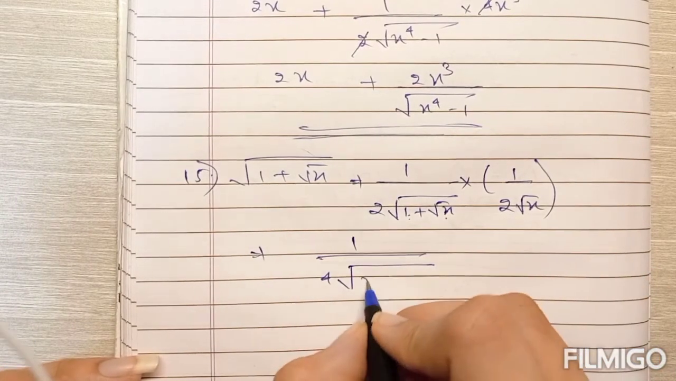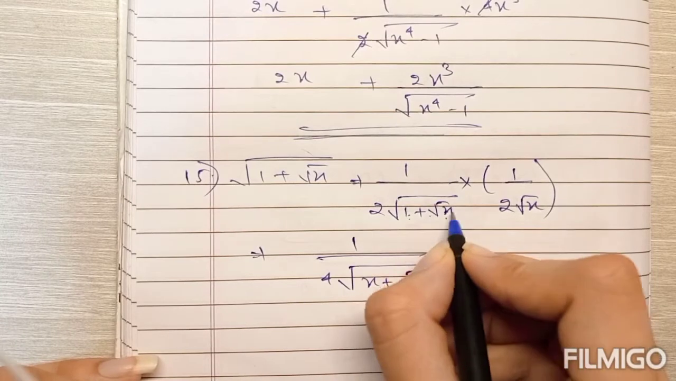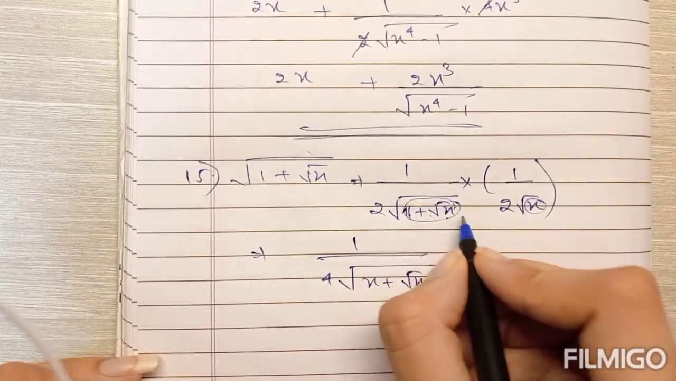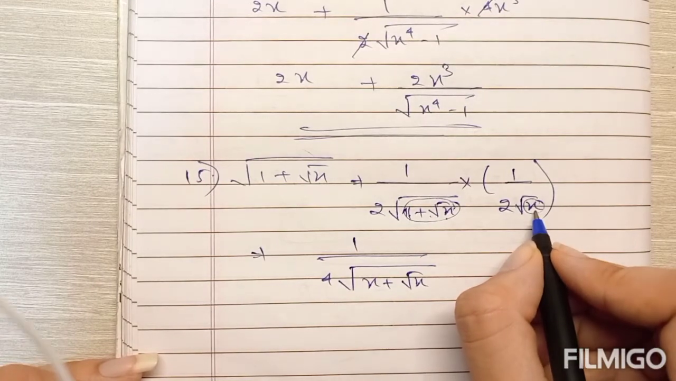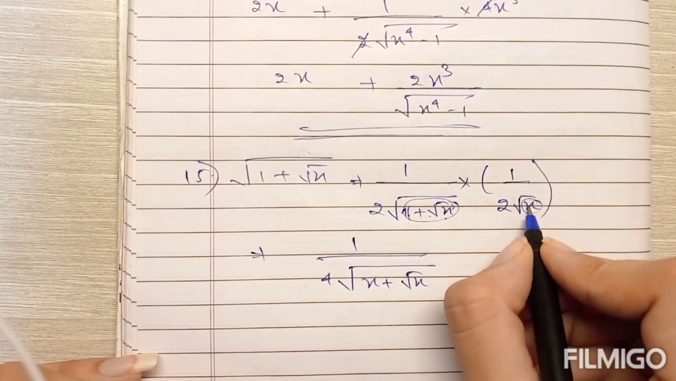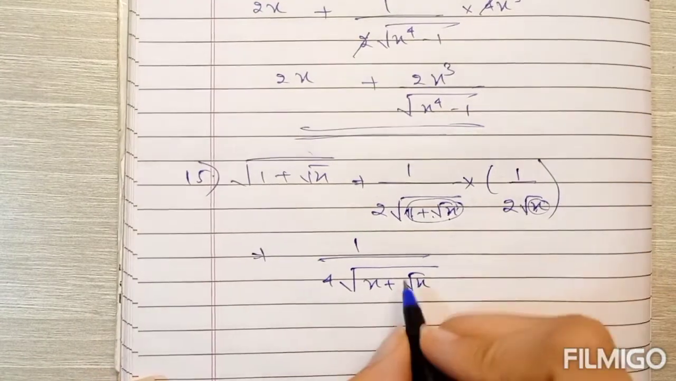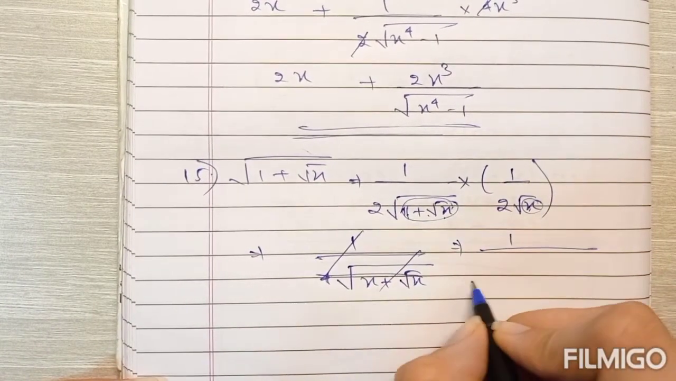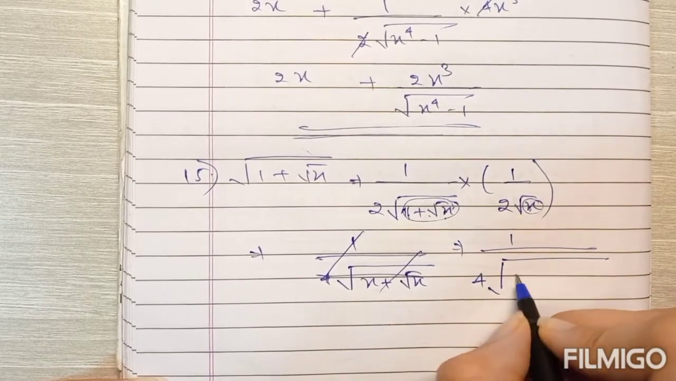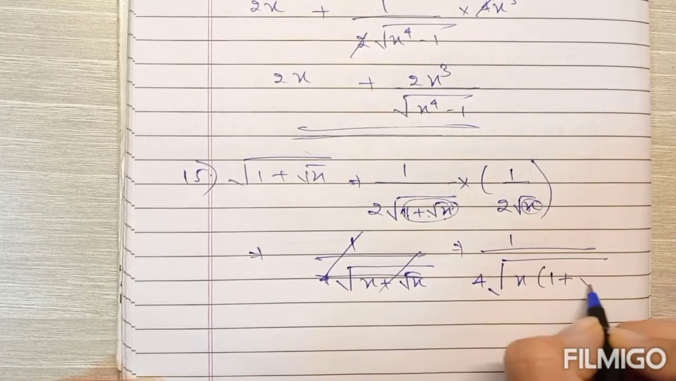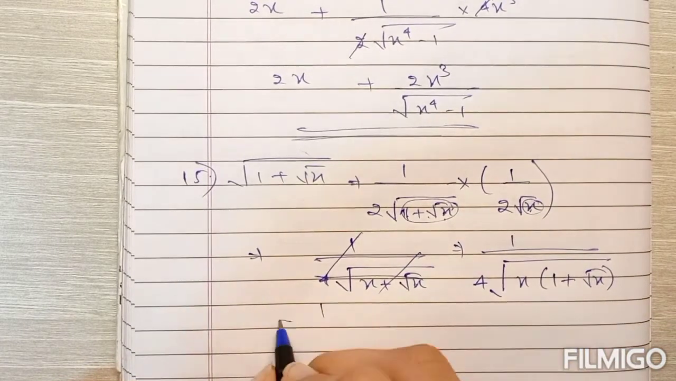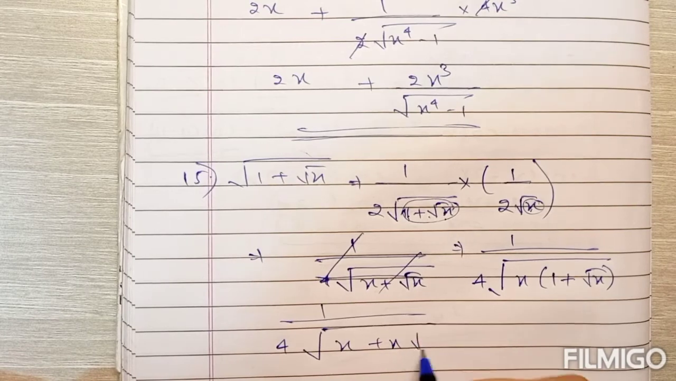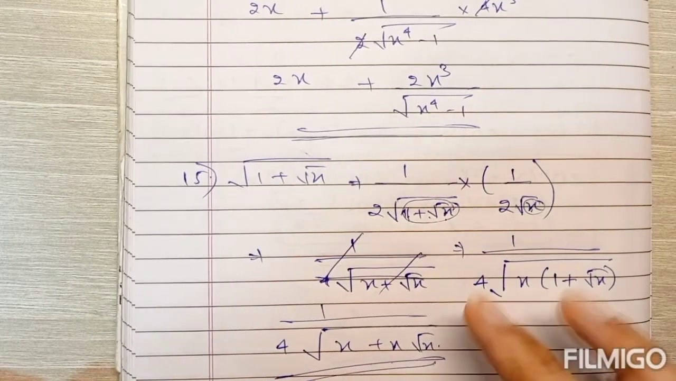So that is basically x plus root of x, because I just multiplied this term and this term. So we get 1 plus root x into root x. So sorry, this should be 1 upon 4 into root of x into 1 plus root x. So this will become 1 upon 4 into root x plus x root x. That's the final answer.